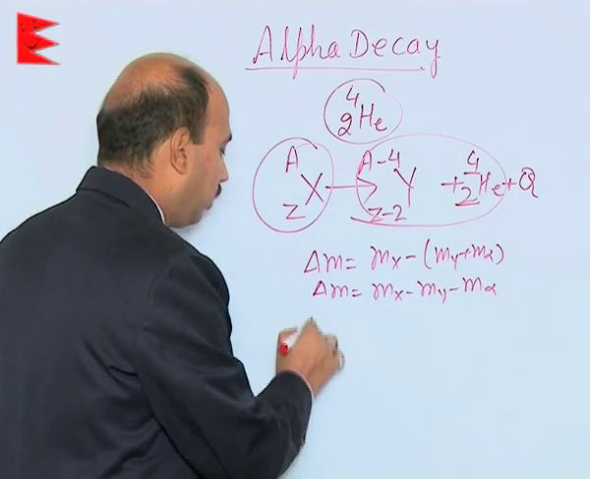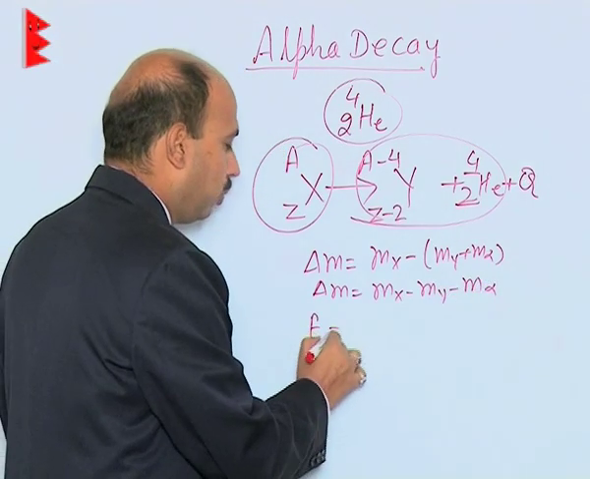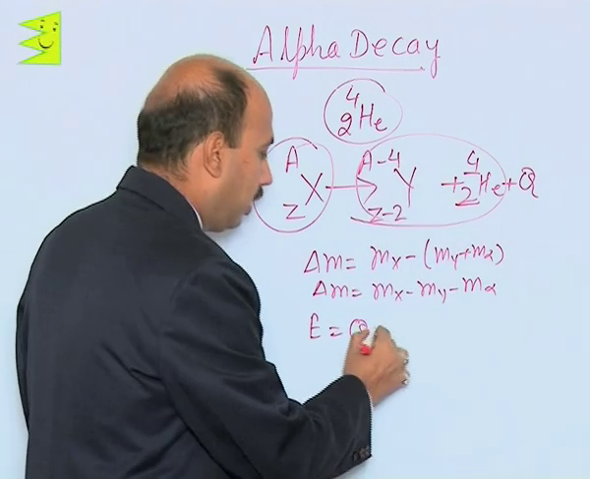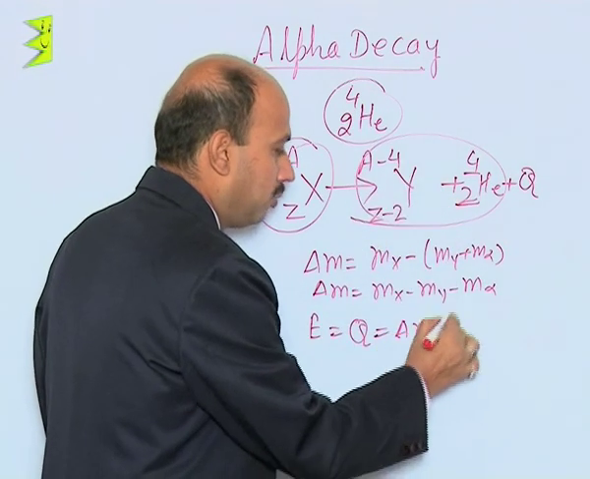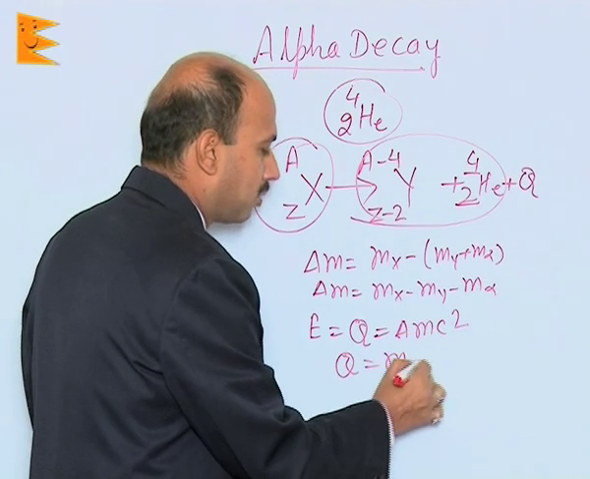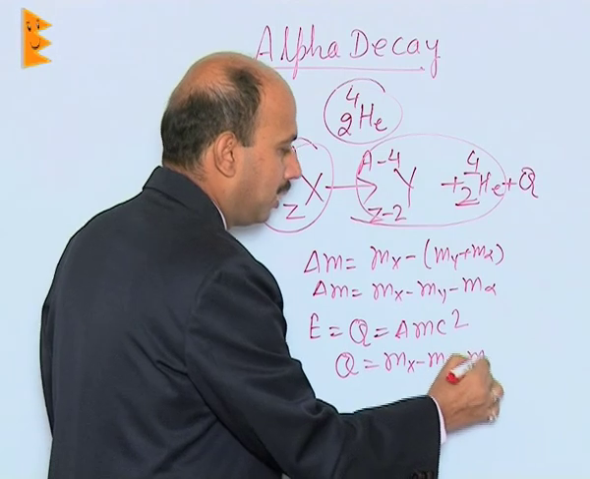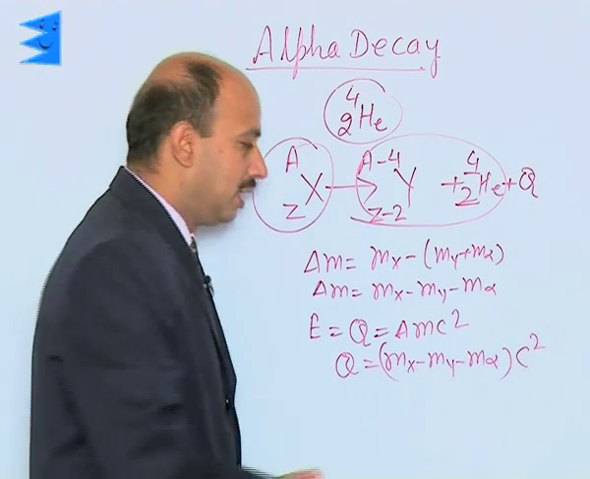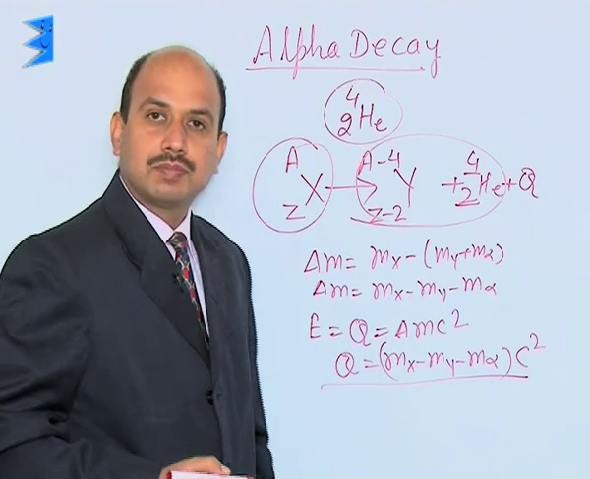Then we can calculate the energy E, which we take as Q. Q is equal to delta M c square. So here Q is equal to (mx minus my minus m alpha) into c square. So this is the energy released in this process.